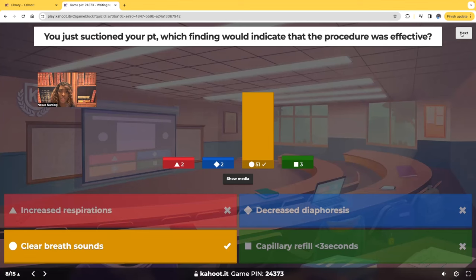Why are those respirations increased? Because when a patient is not getting enough oxygen, the first thing we're going to see is an increase in the rates. That's bad. Not that. Decreased diaphoresis, that's not why we're suctioning the patient. Capillary refill, that has to do with circulation, not with respirations.